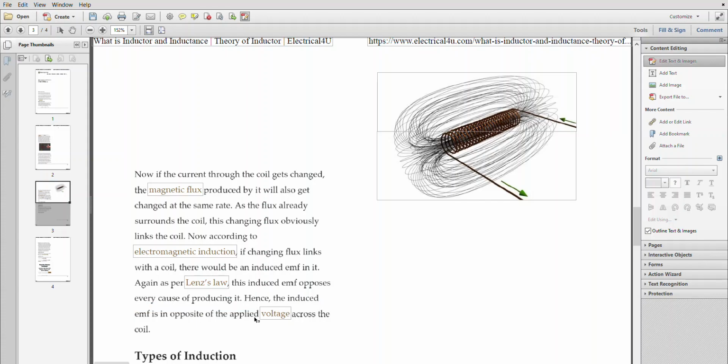EMF is in the opposite direction of the applied voltage. Okay, so what are the important theories? A current flows into this coil. When the current flows into this coil, each turn acts as a small bar magnet, and the bar magnet has flux lines surrounding it, and each turn has different flux lines. Because of these different flux lines, a complex flux pattern is formed, something like this.